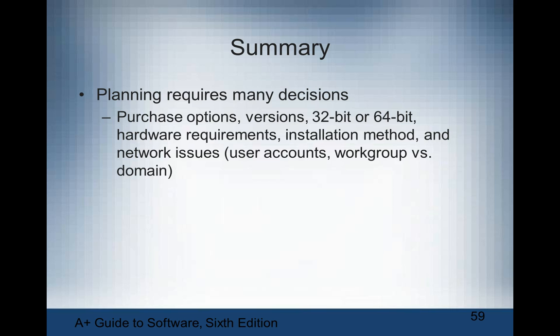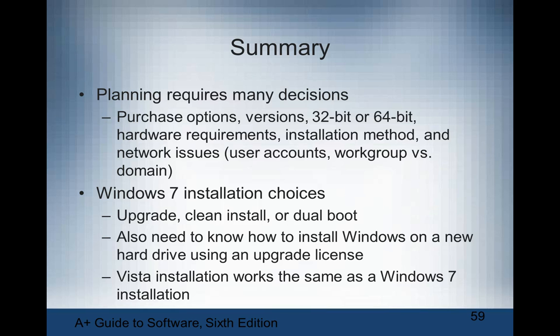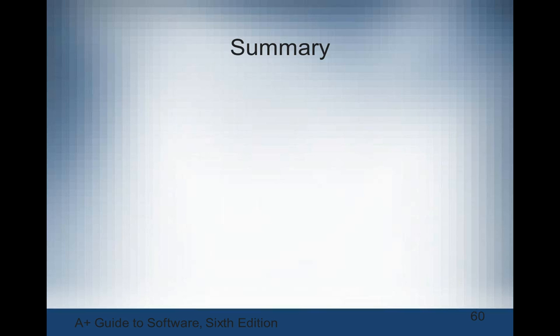The only thing that can actually be upgraded to Windows 7 is Vista Service Pack 1. Everything else has to be migrated or go through that convoluted upgrade process through Vista from XP. Choices are upgrade, fresh install, dual boot. Dual boot really is a fresh install. It's just that you keep the old operating system along with it.